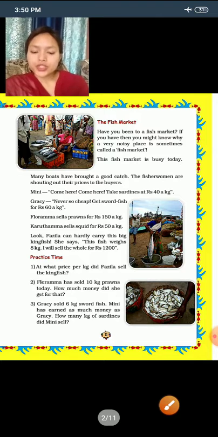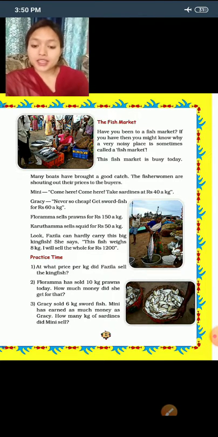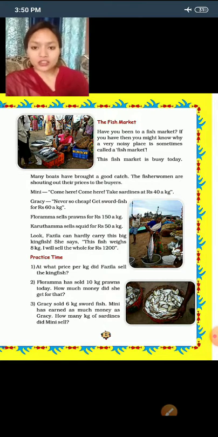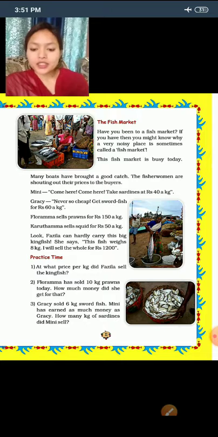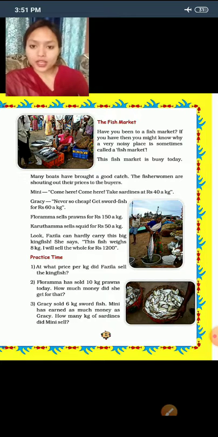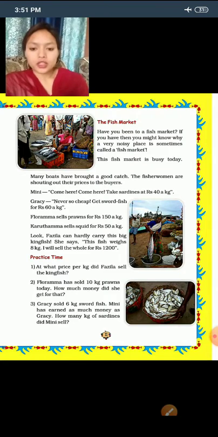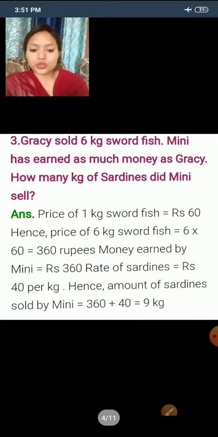Now the third question is, Gracie sold 6 kg swordfishes. Minnie has earned as much as Gracie. So Minnie and Gracie have earned an equal amount. How many kg of sardines did Minnie sell? So you have to tell how much fish Minnie has sold. Now let's see this solution.